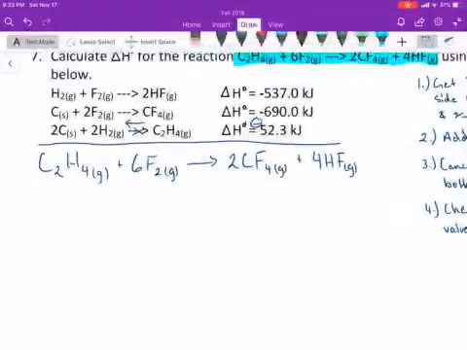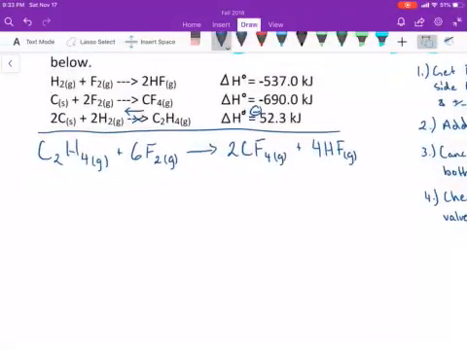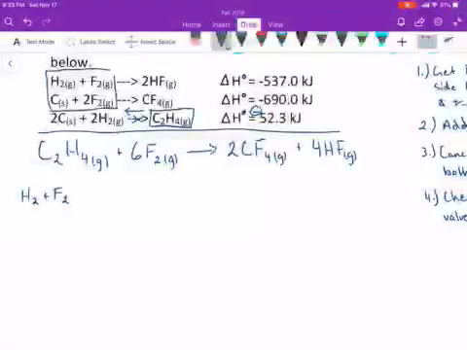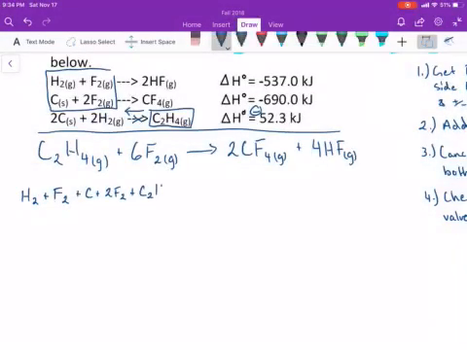Step 2. So we're going to add up all of the reactants. And remember, this is no longer the reactant. It's this right here, okay? And we're going to get H2. For time's sake, I'm going to ignore the phases, the states, like gas and liquid. But on the test, you're going to want to draw those. H2 plus F2 plus C plus 2F2 plus C2H4, okay?